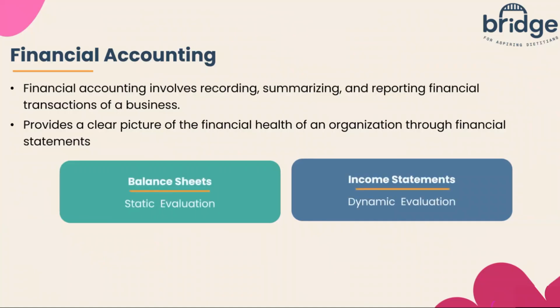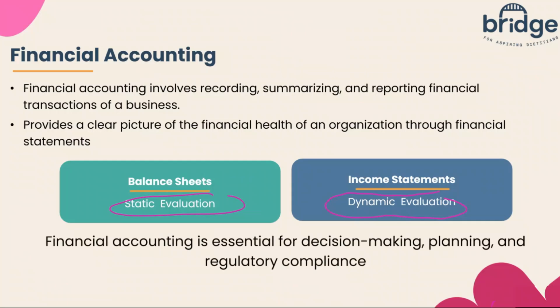So when it comes to financial accounting, there are two key tools we use: balance sheets and income statements. Balance sheets give us a snapshot. They are a static evaluation of financial position at a single point in time. Income statements are also called profit and loss statements. They are dynamic evaluations that tell us a story over time. They're the dynamic evaluations of the revenue and expenses. Both are essential in financial accounting, and we'll look at them both, starting with the balance sheet.